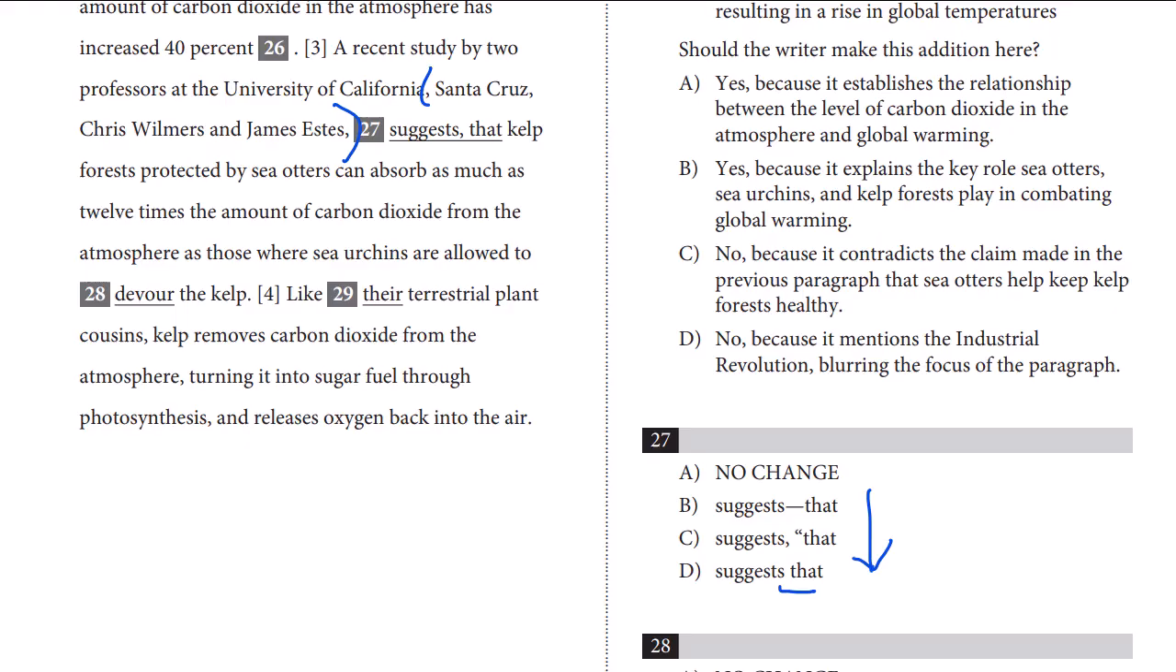A recent study by two professors suggests that kelp forests protected by sea otters can absorb as much as 12 times the amount of carbon dioxide. That's your main clause. There would be nothing, no comma before that, which is consistent with what we probably expected given that. D will be the right answer. It's not a comma quote. There's no direct quote here. And I certainly wouldn't open with a long dash and substitute parenthetical or comma, which is not going to occur before that. Correct answer for 27 is D.